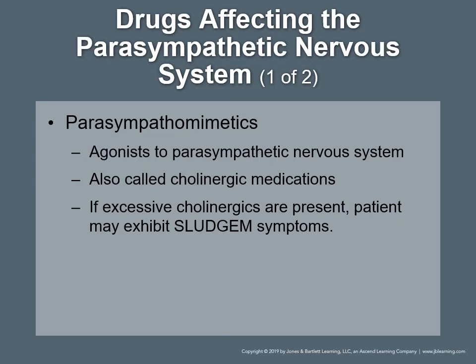If excessive cholinergics are present, the patient may exhibit the SLUDGEM symptoms. Those are salivation and sweating, lacrimation, urination, defecation, drooling, diarrhea, gastrointestinal upset and cramps, emesis, and muscle twitching or miosis. Patients exposed to certain fertilizers, insecticides, VX, which is a nerve agent, and sarin gas exhibit SLUDGEM symptoms.